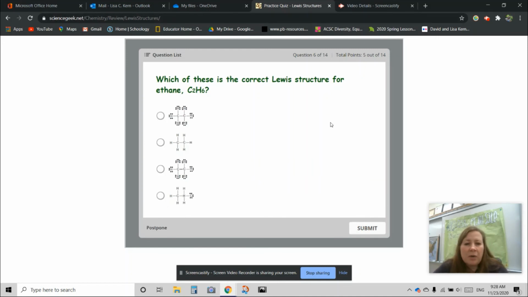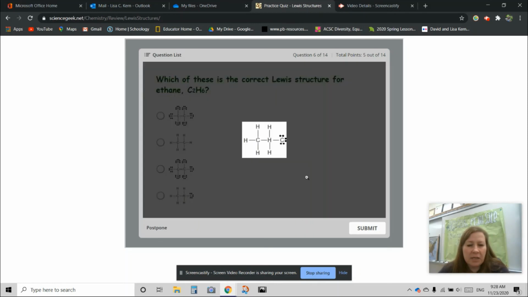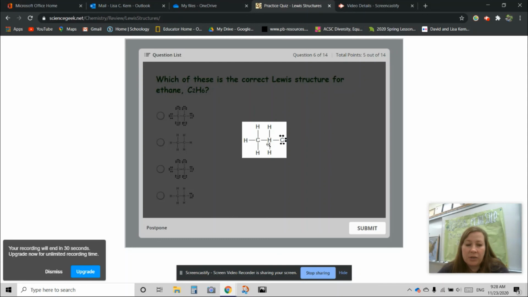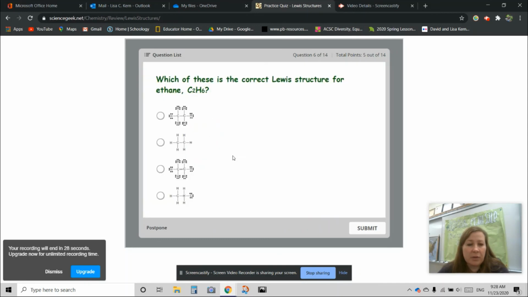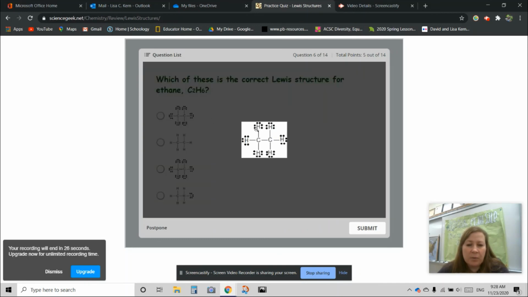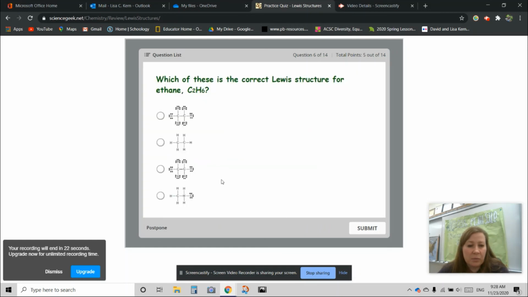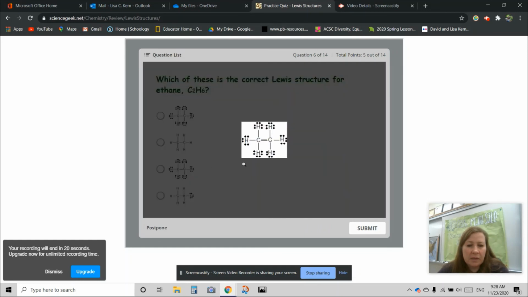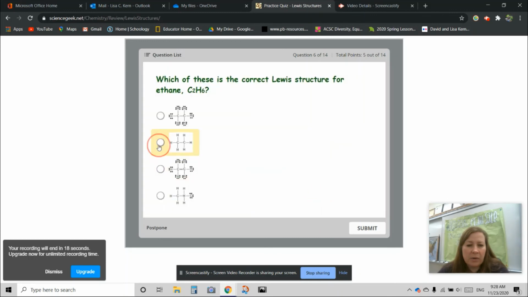So this one, we have C2H6. Now we know, let's see, we can look at letter D here and rule that out immediately because here we have a hydrogen in the middle. Hydrogens never go in the middle, they're always terminal. This one we can rule out because each hydrogen only wants 2 valence electrons, and that's way too many. Same thing in this one. So our answer, of course, is B.